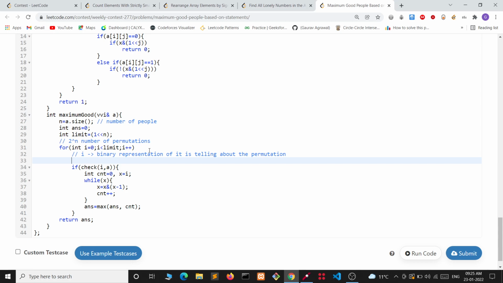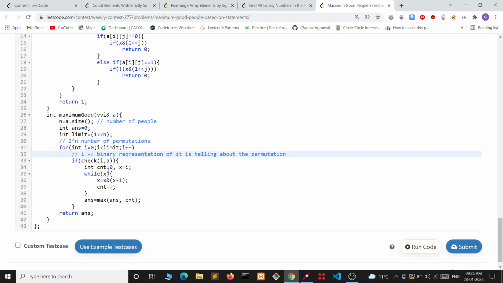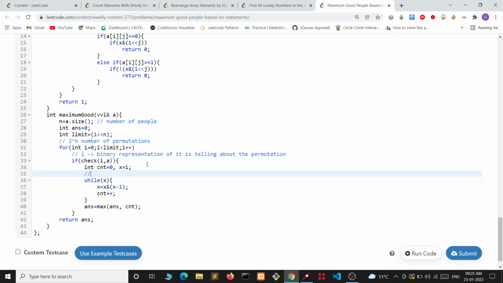Now if the binary representation of i is a valid permutation, we have made a check function for it. If it is a valid permutation, then we are just finding the number of ones in the binary representation of i. This is the simple way of finding ones in the binary representation of i. After that we are just changing our answer to the max of answer and count.